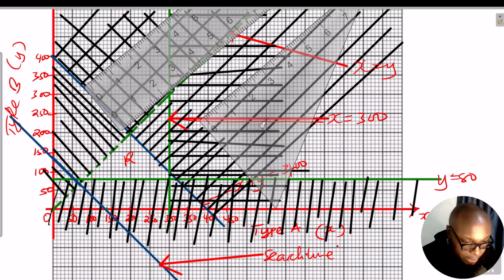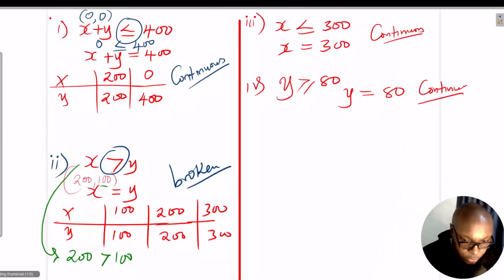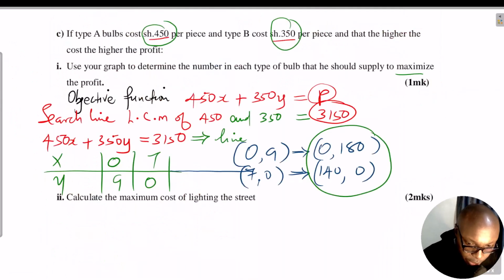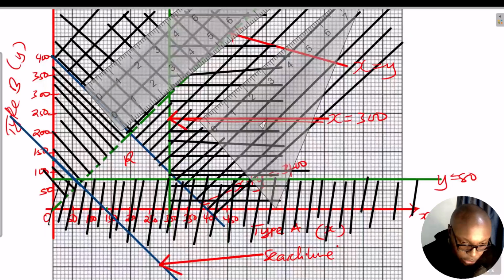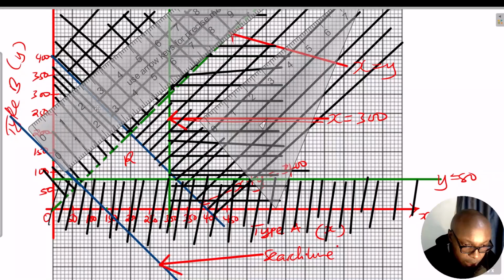Now after drawing the search line, you've noted the process of drawing the search line. Now we need to get the number in each type of bulb that will give maximum profit. So you're going to use a ruler and a set square for this, and this is how you place it. Take a ruler, and then the set square.